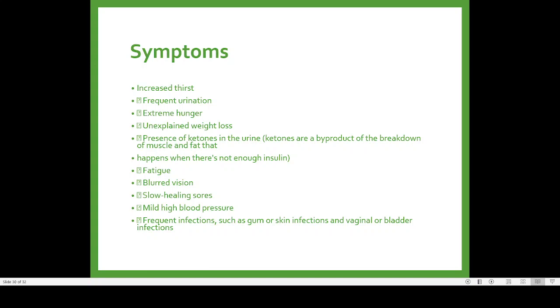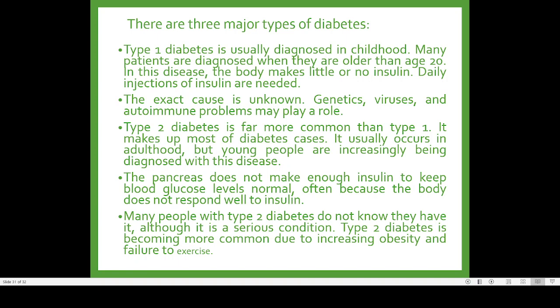Then other problems like gum infection in the mouth, vaginal infection, and urinary bladder infection can take place. All these are due to the excess amount of glucose present in your blood. So these are some of the common symptoms associated with diabetes. Basically we have three different types of diabetes, type 1 and type 2 diabetes basically.